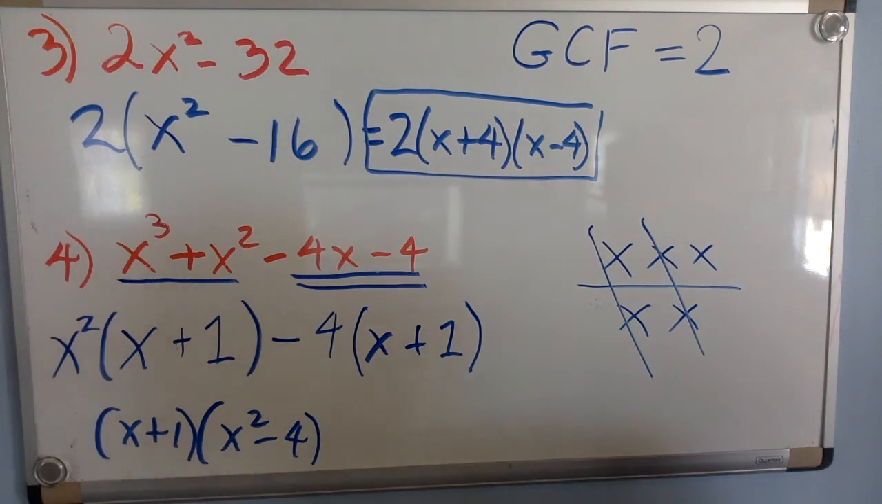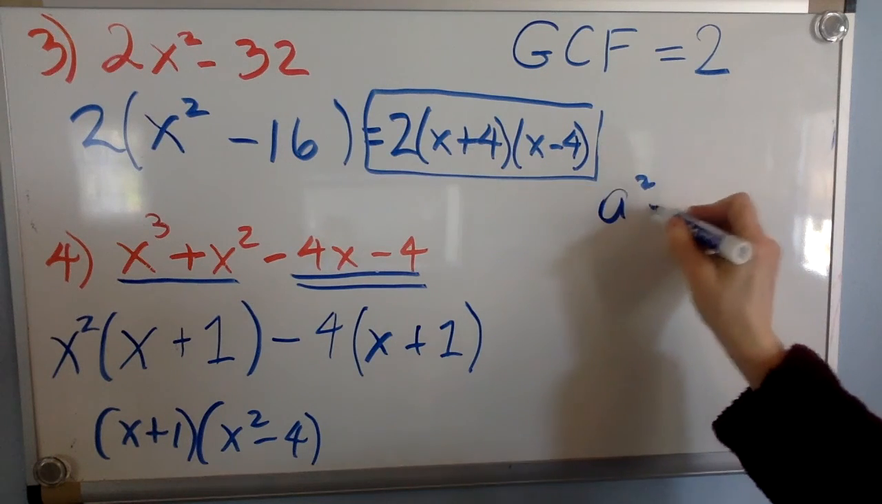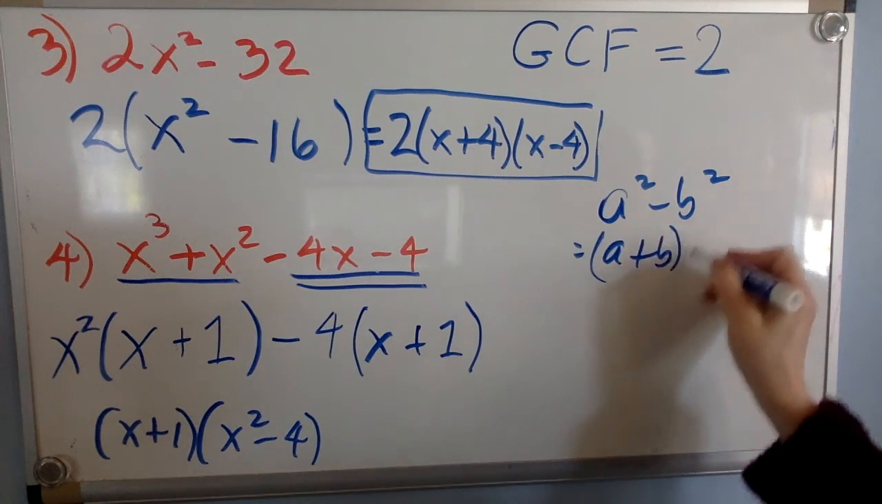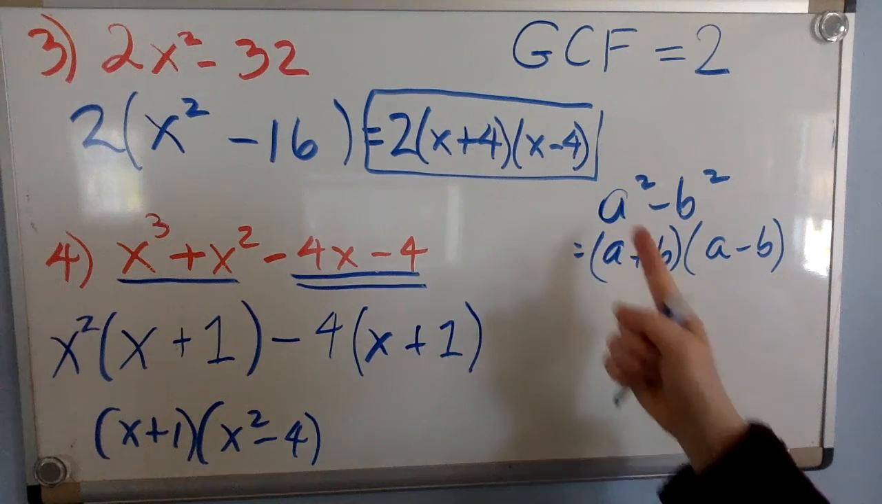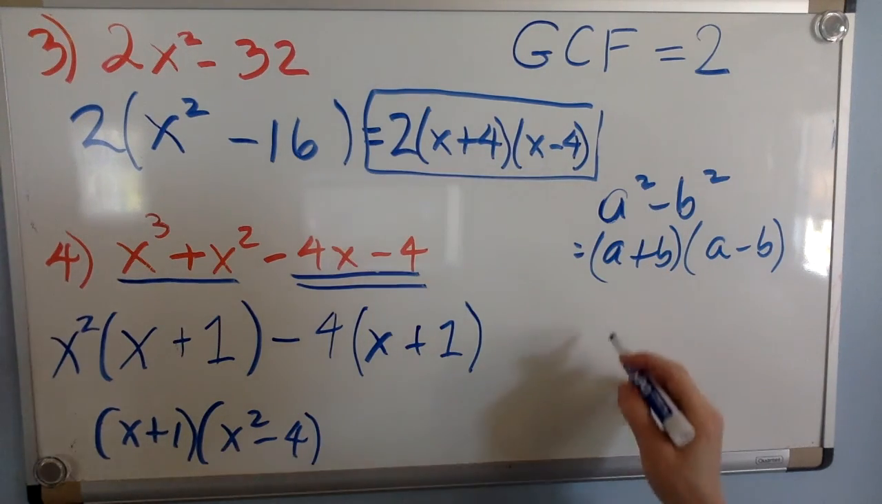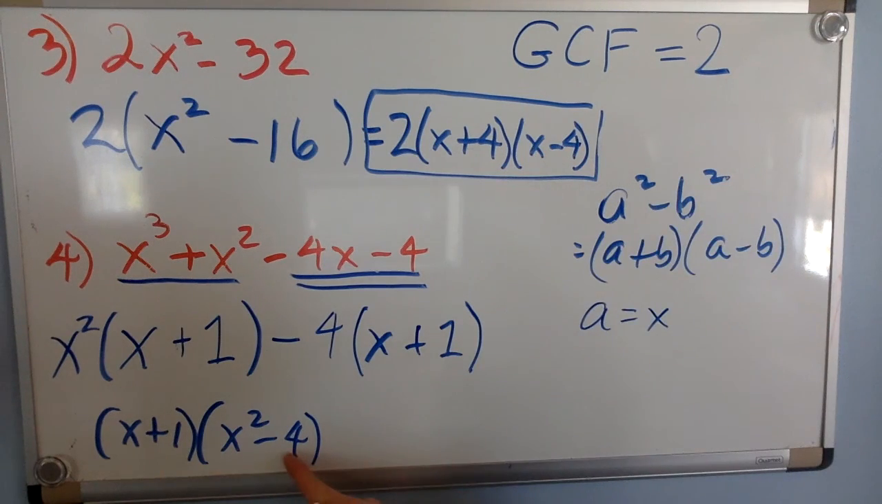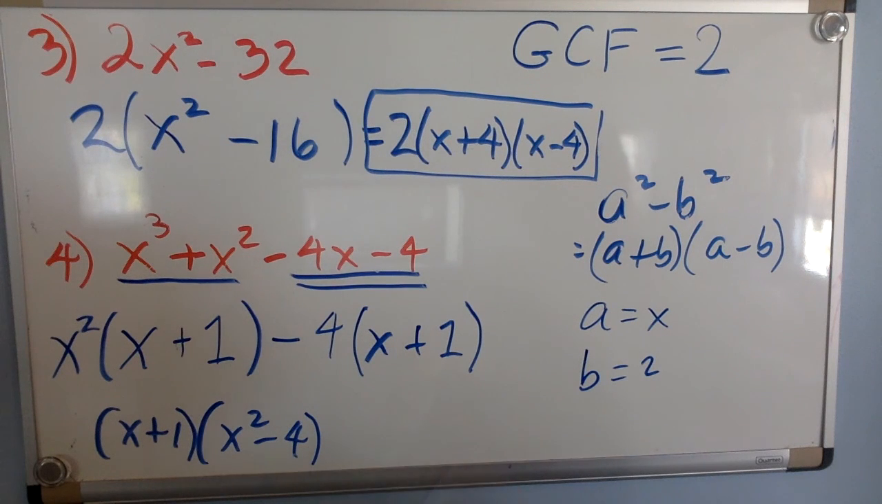But you may have noticed that this is also the difference of 2 squares. So I can rewrite this, right? The difference of 2 squares can be written as a plus b in parentheses times a minus b. So I need to figure out what a and b are. A is what got squared to give us this, it's x. B is what's squared to give me the last term. What got squared to give me 4? That's 2. So that means I'm going to rewrite this, x squared minus 4, as x plus 2 times x minus 2.